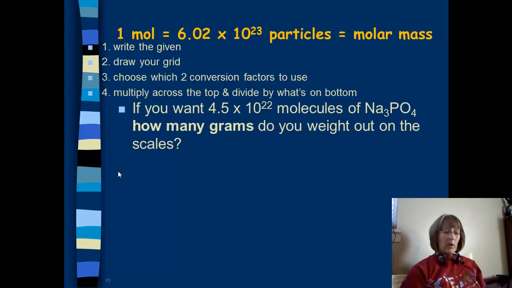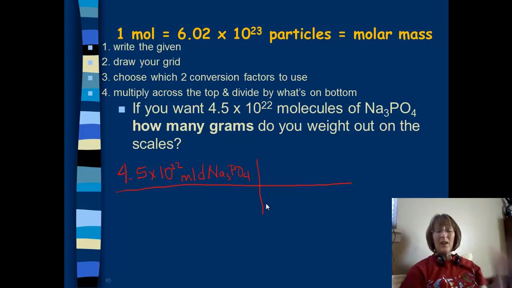So step 1, I'm going to write down what they gave me, and they gave me 4.5 times 10 to the 22nd molecules, and I'm going to put "mlcl." Okay, that's a C and an L. All right, yeah, I know. And I'm going to put my stuff in Na3PO4. Draw my grid, step 2. And then step 3, I need to figure out what is it I've got going on here.